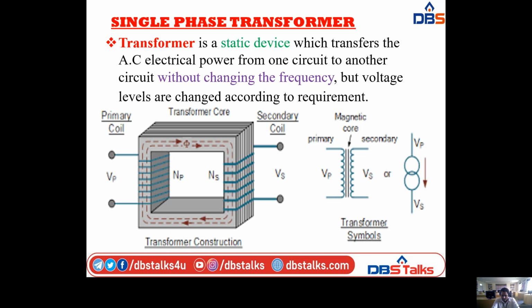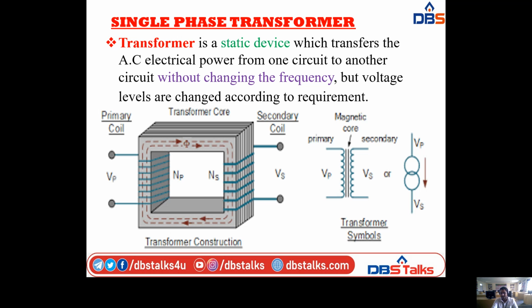In the transformer core we have some dotted lines indicated with arrow marks. So this is the flux. Here the flux is flowing in the transformer core from the primary winding to the secondary winding. It consists of the primary voltage, that is Vp, and secondary voltage, that is Vs, and Np means the number of turns on the primary side, and Ns is the number of turns on the secondary side. So this is the general transformer construction.